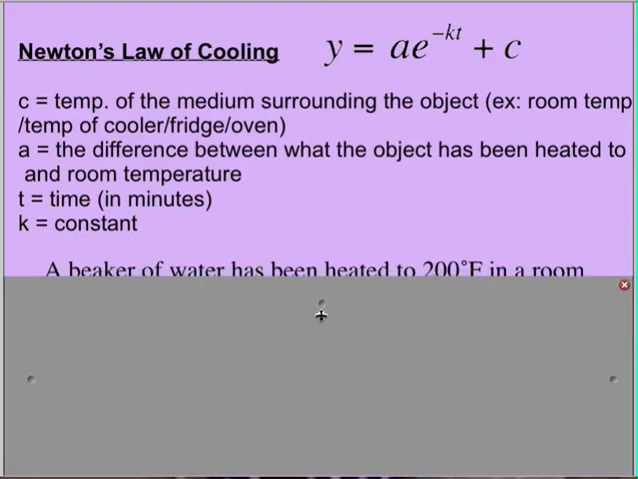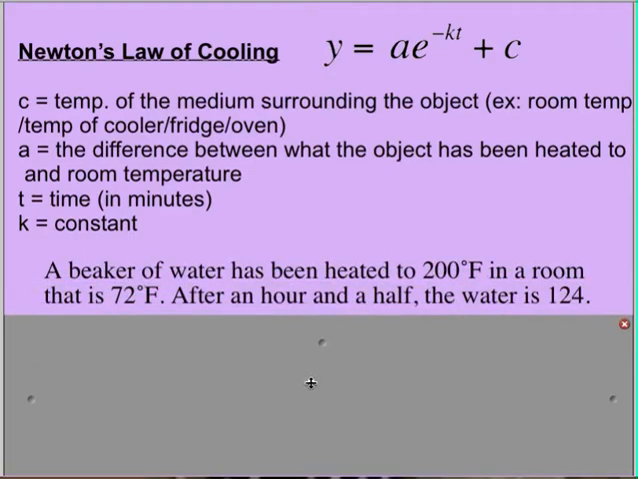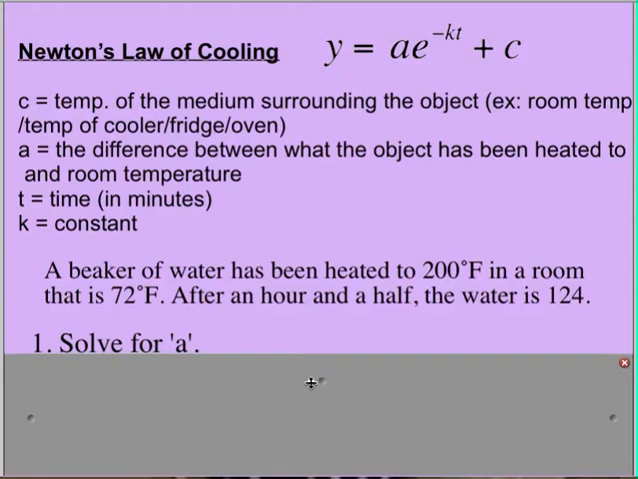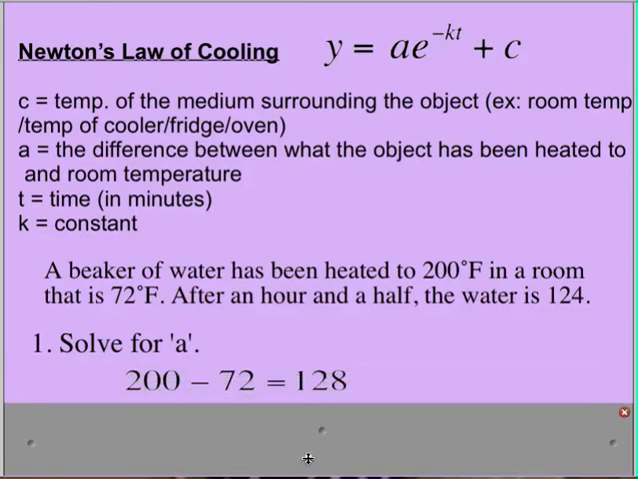So I have an example here that's different from the one on your page. I simplified it. The one on your page takes a little bit more time. So just change it to a beaker of water has been heated to 200 degrees in a room that is 72 degrees Fahrenheit. After an hour and a half, the water is 124 degrees. Now we need to come up with a model. I don't have any questions to answer yet, but we need to come up with the equation to use. So the very first thing that you want to do is solve for A. And so remember, that's the difference between what the object has been heated to and room temp. Well, it says the water has been heated to 200 degrees and the room temperature is 72. So my A value is going to be 200 minus 72, or 128.